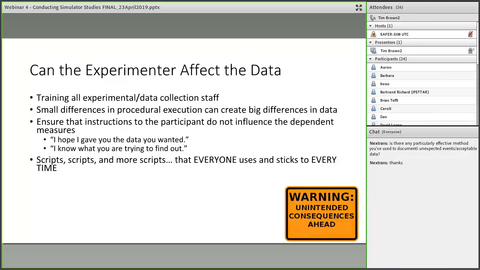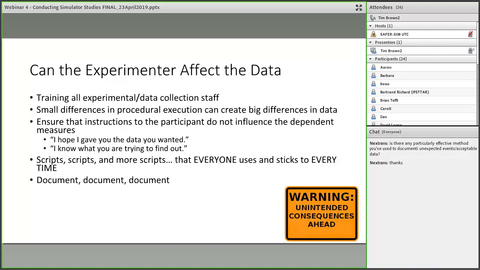We have lots of them. We have scripts for consenting. We have scripts for prepping the person as they go into the simulator. Scripts for responding to frequently asked questions we get when they're driving. The more scripts you have, the less variability you'll have between participants and the less potential problems you're going to have with your data at the end.